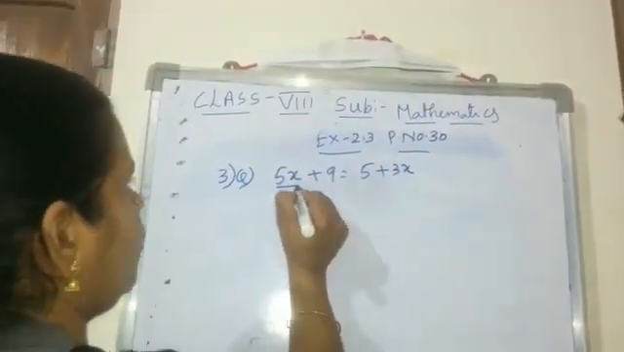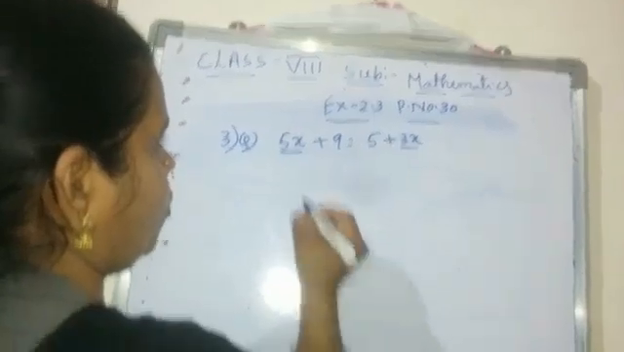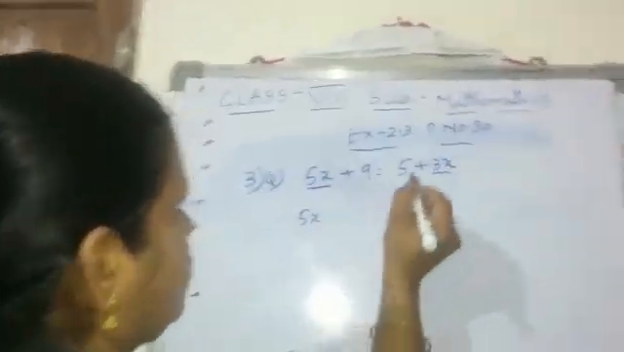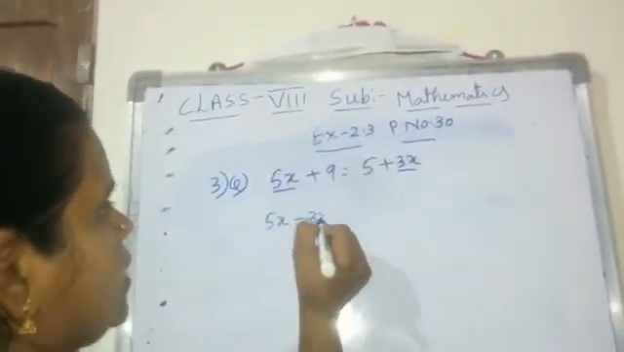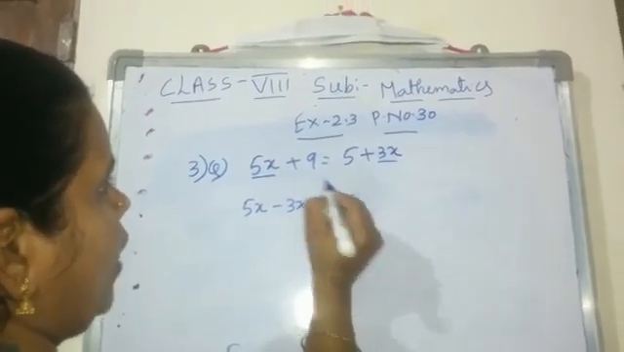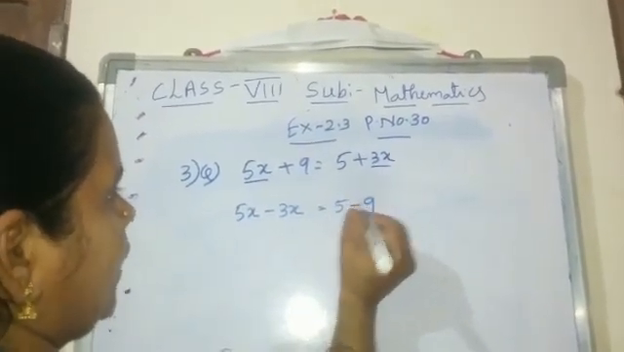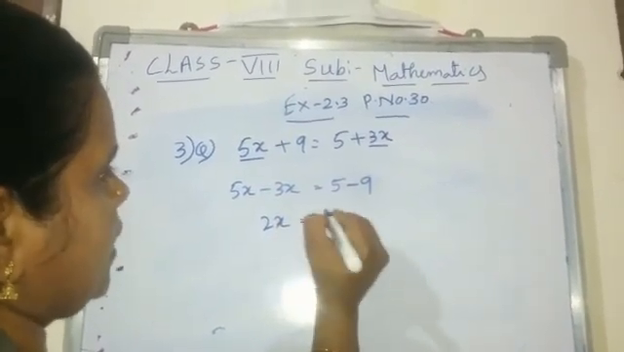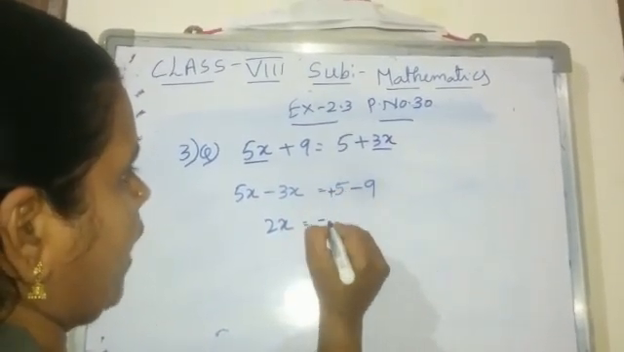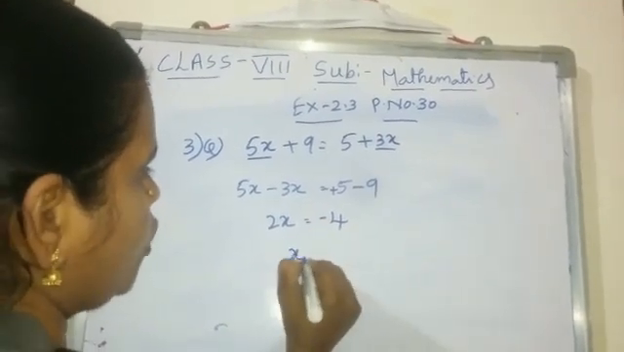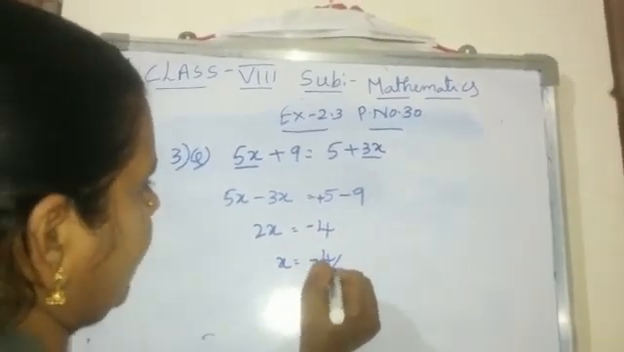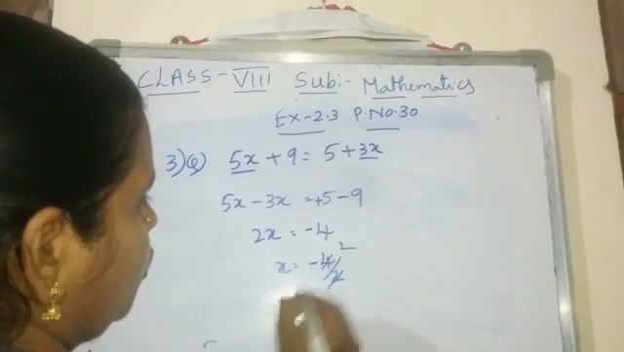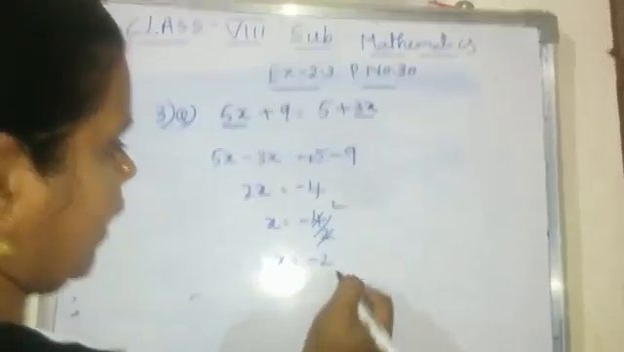Now see, 5x and 3x, variable on both sides. So 3x is transposing, plus 3x becomes minus 3x is equal to 5, plus 9 becomes minus 9. Now 5x minus 3x is 2x is equal to 5 minus 9, which is minus 4. So 2x is equal to minus 4 by 2. So 2 times x is equal to minus 2.